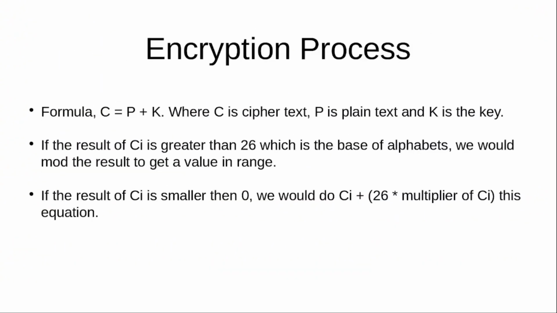Encryption process. The formula is C equals P plus K, where C is cipher text, P is plain text, and K is the key. If the result of C is greater than 26, which is the base of the alphabet, we would mod the result to get a value in range. If the result of C is smaller than 0, we do the equation C plus 26 times a multiplier of C.